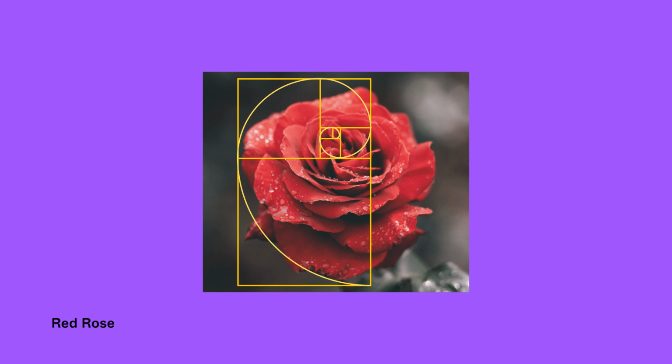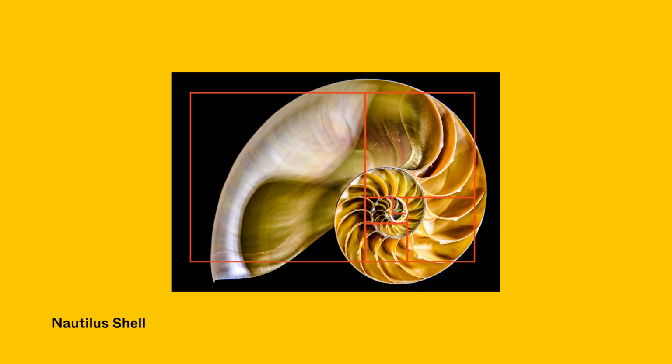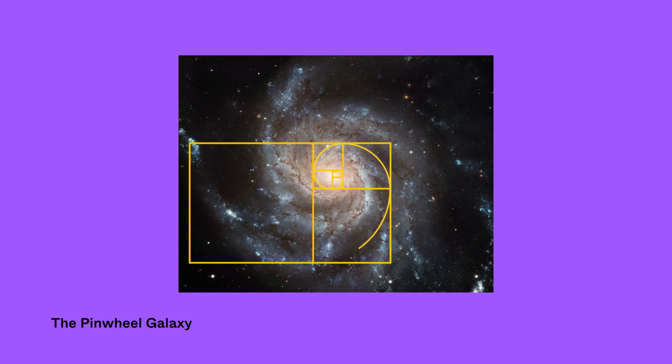And roses are not the only place we see this. Check out this nautilus shell. It also follows the golden ratio. In fact, so many things do, and eventually you'll probably start to see it everywhere. I mean, it's even in our own galaxy.